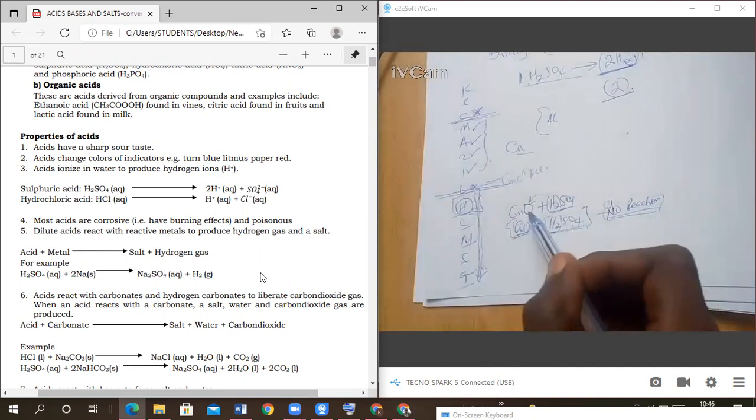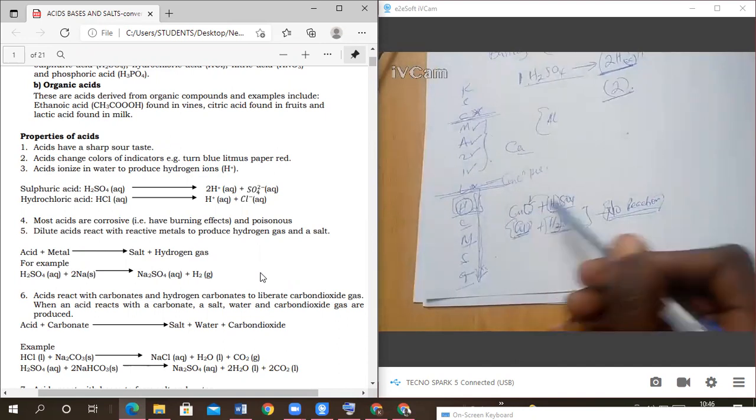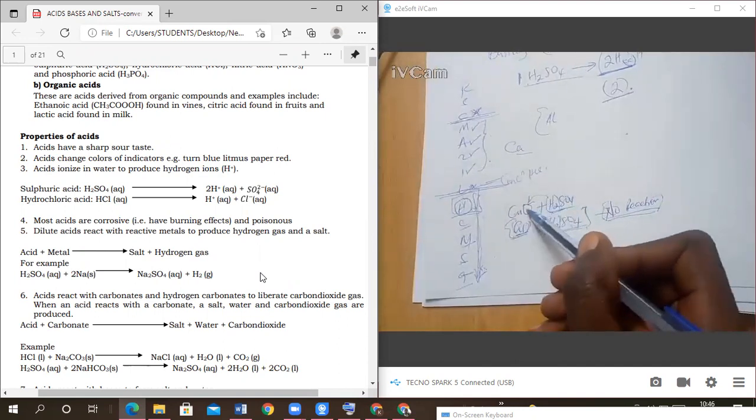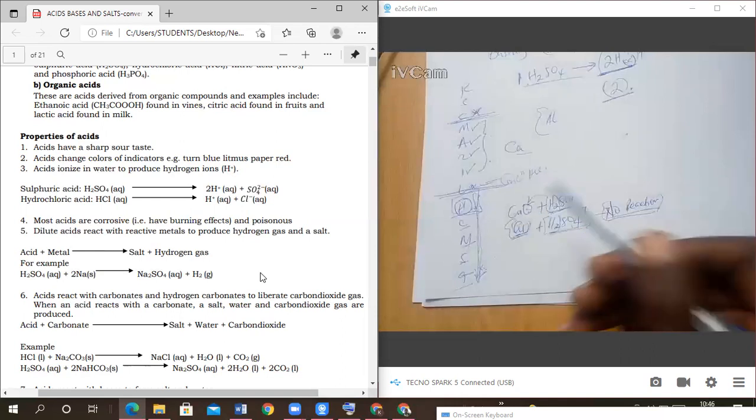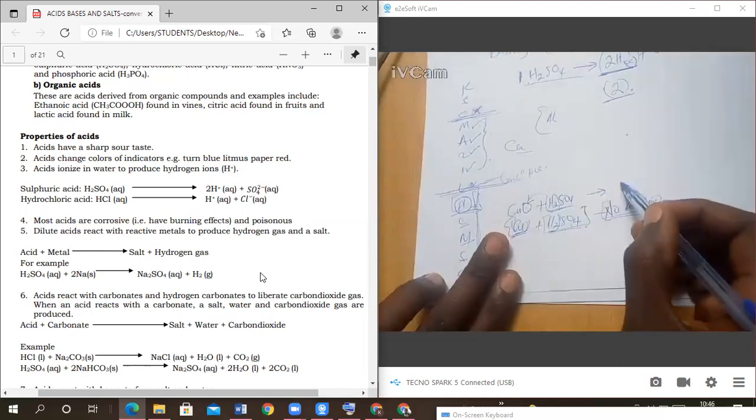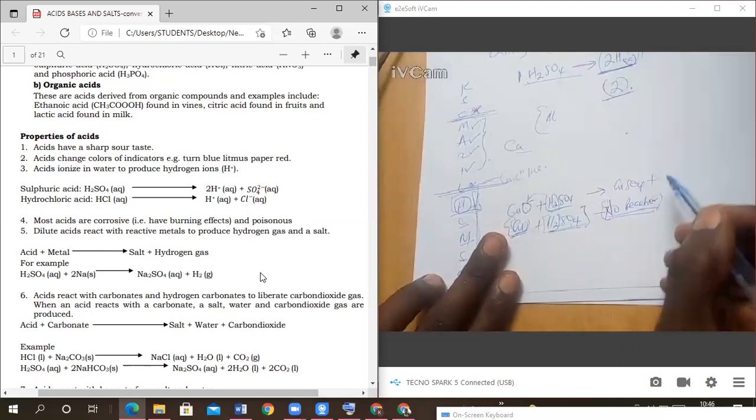But if copper has an oxide on it, at least the hydrogen has something to get from copper. The reaction will be possible. Is it fine? Yes. Okay. So here the end product is copper sulfate plus water.